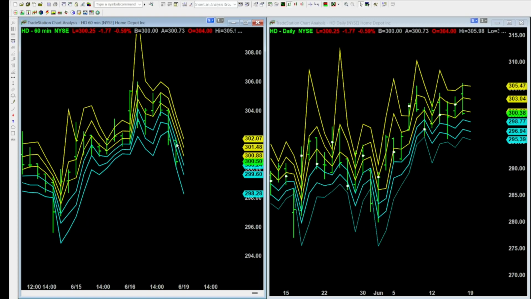And for this 60 minutes, it opened here and dropped to the bottom trend line. So it still had a big drop over this 60 minutes, because these trend lines are a downtrend. So this is 60 minutes.